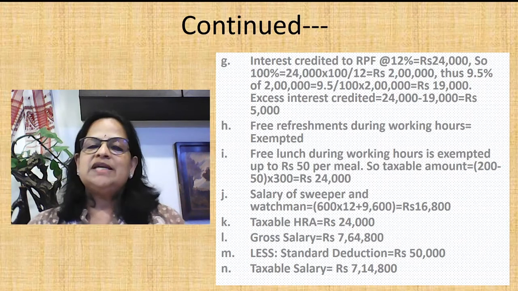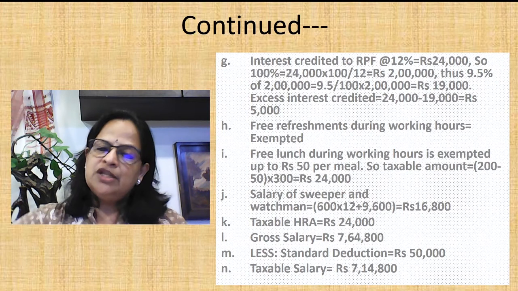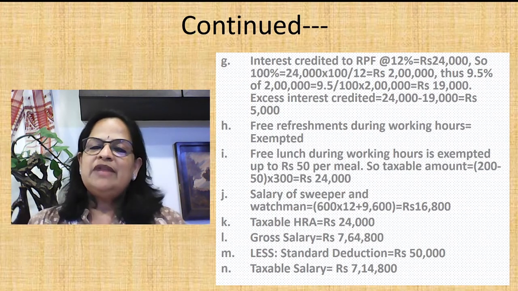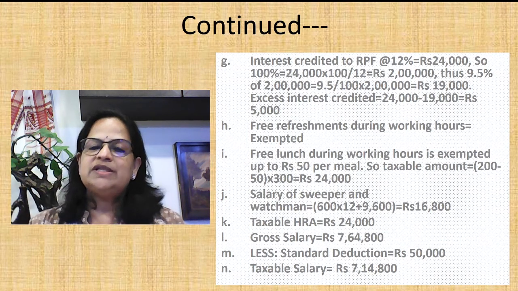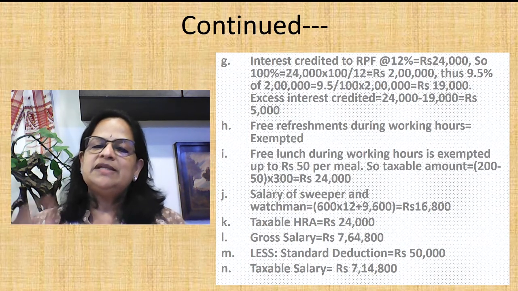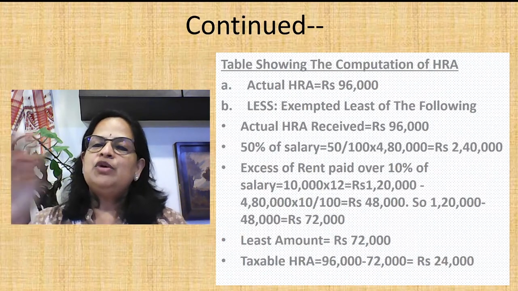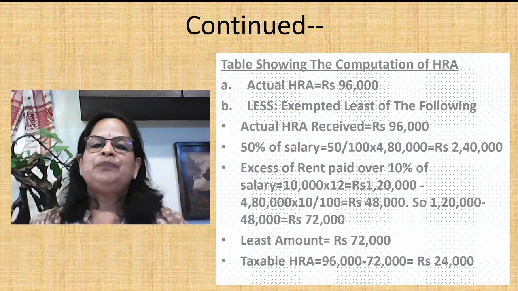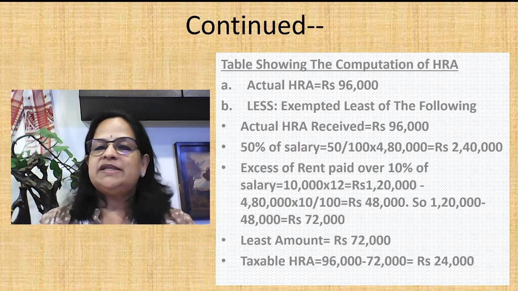Now taxable HRA, I am explaining in the next slide. So gross salary, taking the total of all these values, 7,64,800. Standard deduction, only 50,000 is allowed here. So taxable salary is 7,14,800. Now in the next slide, I am going to explain the HRA computation. Actual HRA per annum value is given, 96,000.